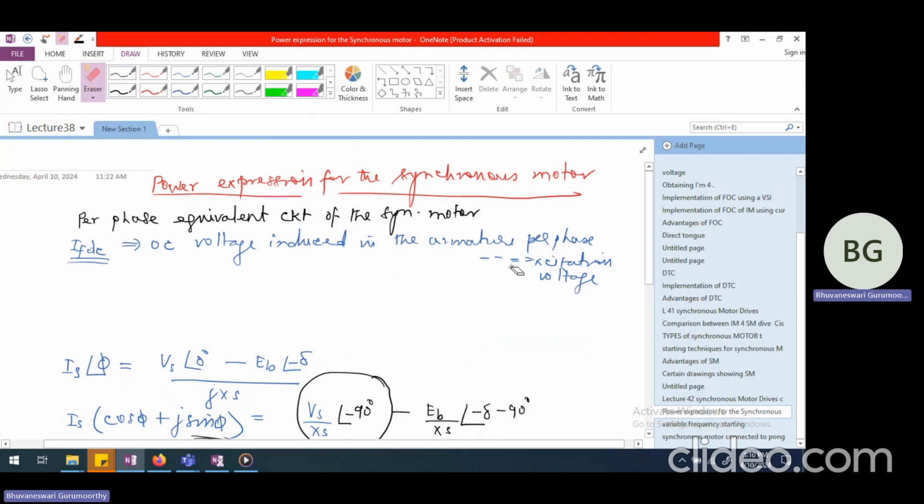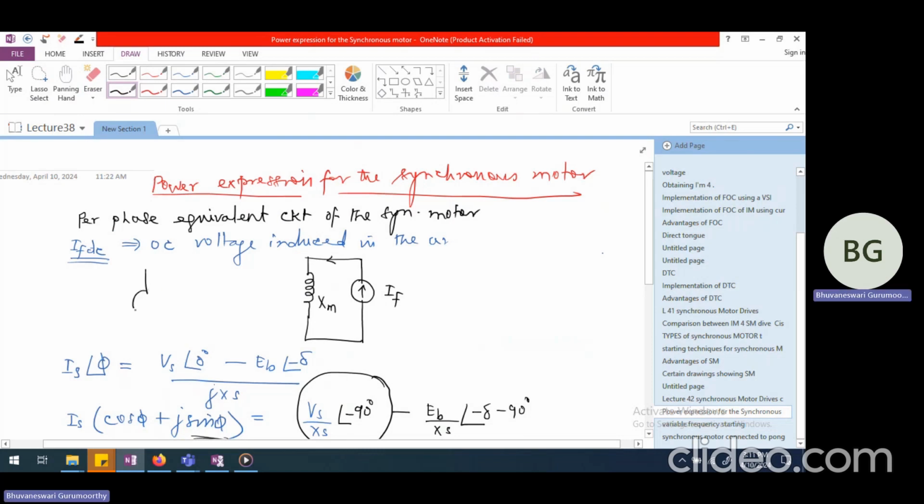So if I am going to have, let us say, IF as the current that is flowing in the field circuit, which is the equivalent AC current. Now, we are going to have a voltage induced, which is going to be E. Let me show this the other way around. Let us say I have a current source, which is IF, and this is being passed through a mutual inductance, which is existing between the armature and the field. Let me call this as XM, and this current is flowing here.